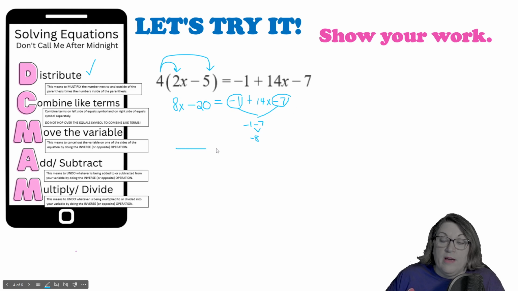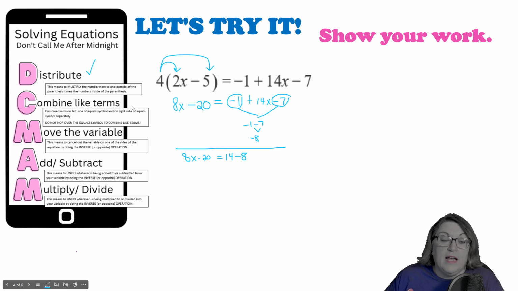So now we can rewrite our equation again. 8x minus 20 equals negative, well, I'll put the 14x first and then the minus 8.